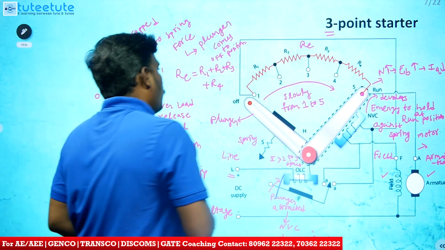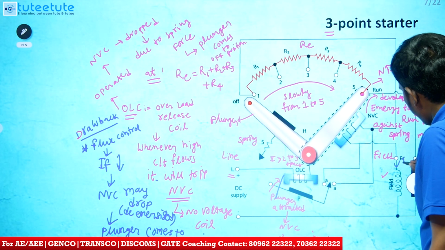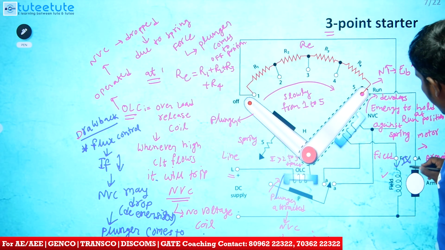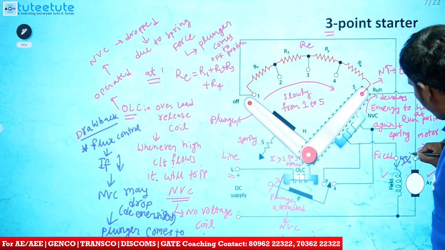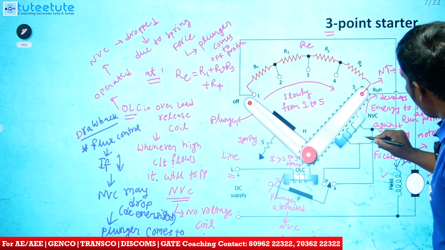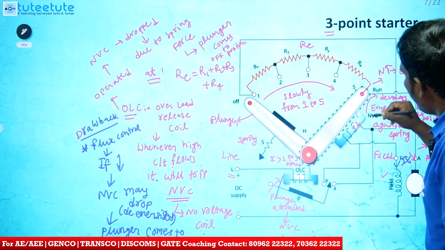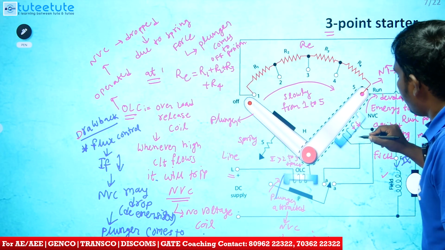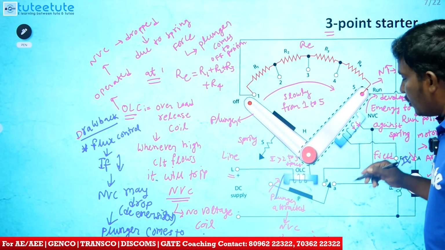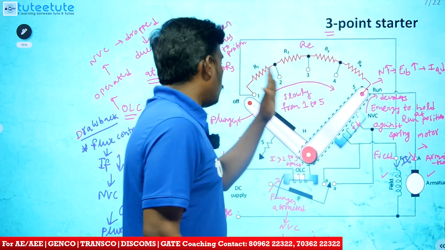Okay. So what is the drawback of 3-point starter? Let's take it is the current IF. This is the current IF. During flux control method, we are going to reduce the IF. When IF is reduced, the current flowing through NVC is going to be reduced. Whenever current is reduced, the MMF, that means it is acting as an electromagnet, whenever current flowing through the electromagnet is reduced, it will be de-energized. When it is de-energized, this plunger may come to off position.